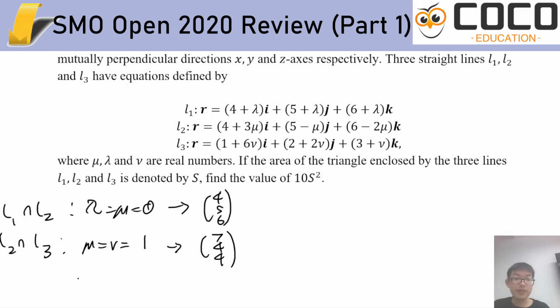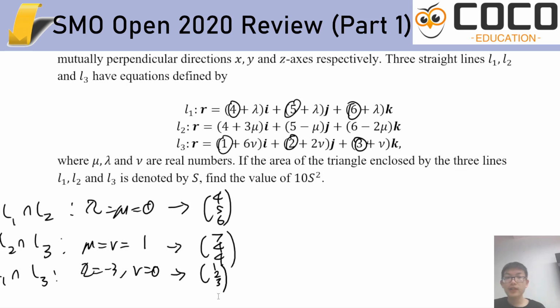It's also not very hard to eyeball the L1 and L3, since this is 4, 5, 6, this is 1, 2, 3. The difference is 3, and this is lambda, lambda, lambda. So lambda equals to -3, and nu equals to 0. The intersection is just 1, 2, 3. It turns out to be quite easy to find the intersections of them. So these are not necessarily going to be always nice numbers. In general, you would just need to equate them and solve simultaneous equations. But here, I think we can shortcut things a little bit.